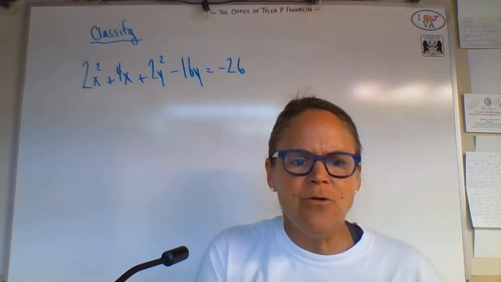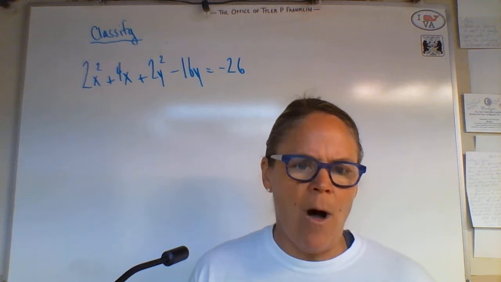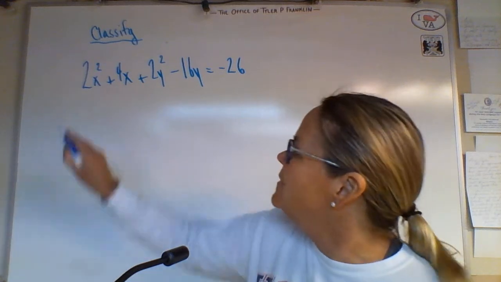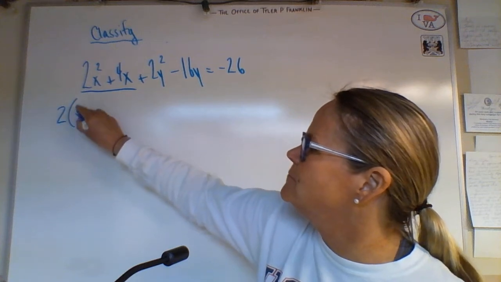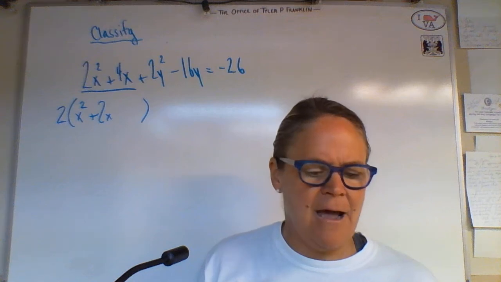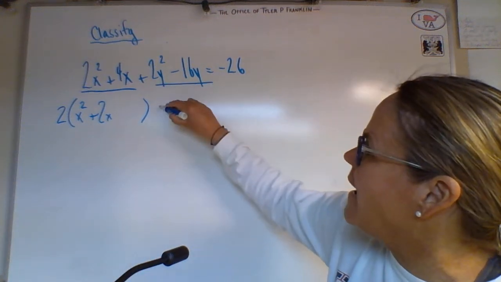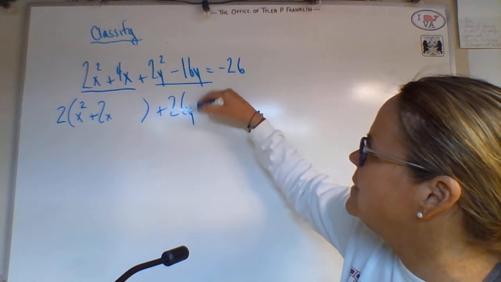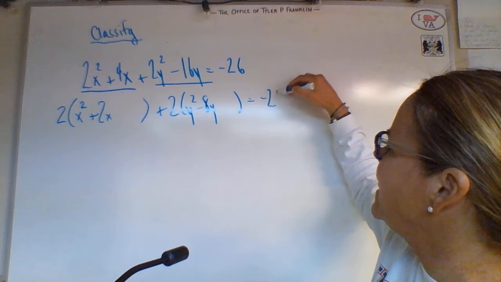Now what I'm going to do is complete the squares for the x and for the y, since I have 2 of them. So thinking of that, I take a 2 out, x squared plus 2x, and I'm just going to leave that right now. With the second one, I'm going to complete that. I take a 2 out, I have y squared minus 8y, and I got that.